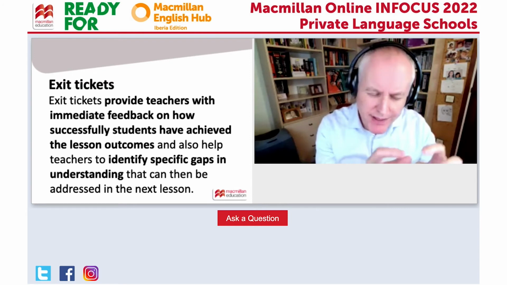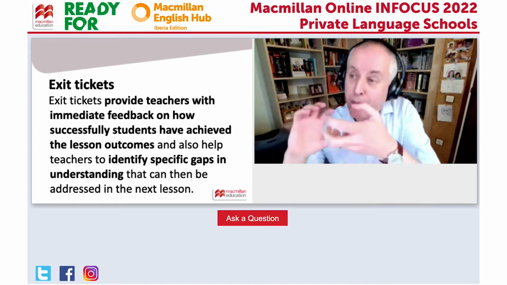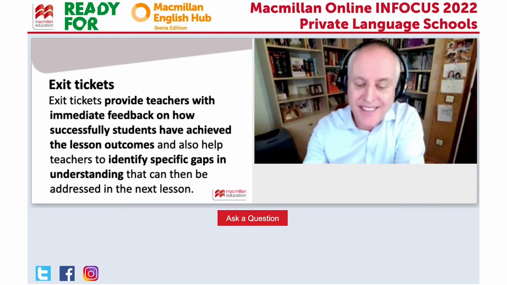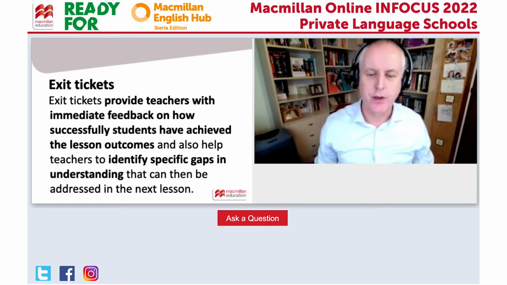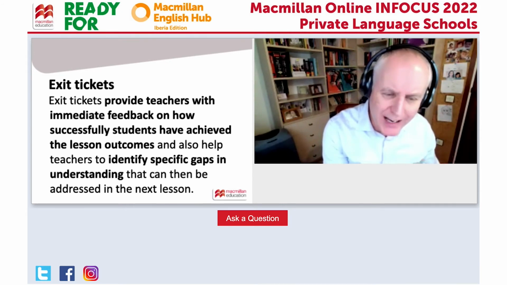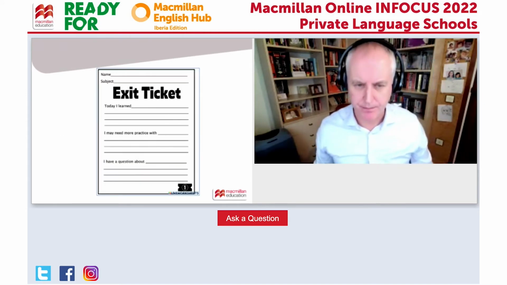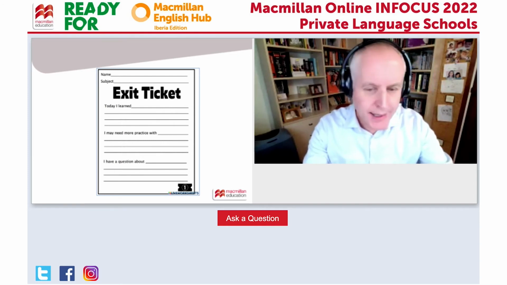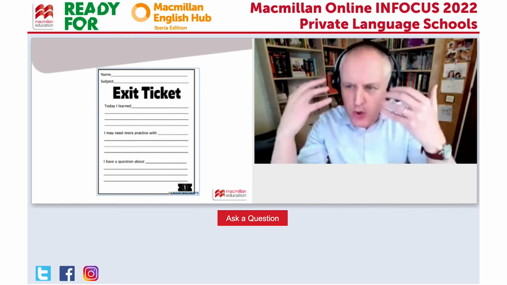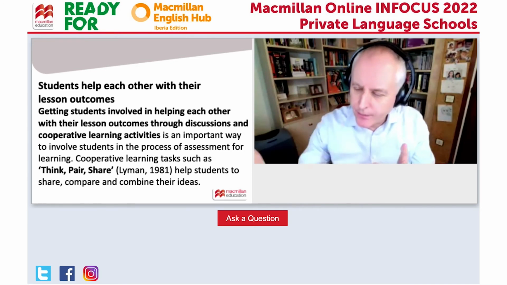So these provide the teacher with immediate feedback on how successfully students have achieved the outcomes, but they also identify specific gaps in understanding that can be addressed in the next class or subsequent classes. So it gives both the teacher and student immediate feedback on how effective the lesson outcomes have been and how effective learning has been. Another example here: Today I learned, the students write down what they've learned. I may need more practice with. So students are reflecting on what gaps they may have. I have a question about.